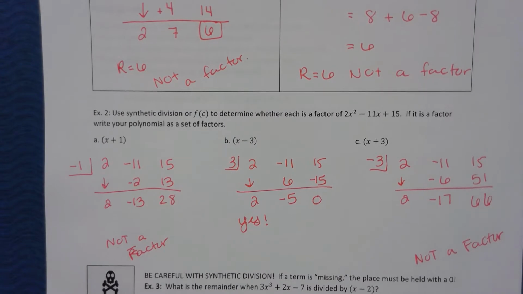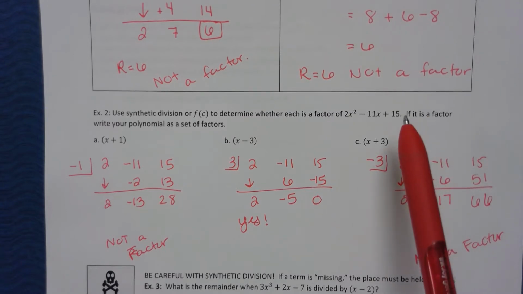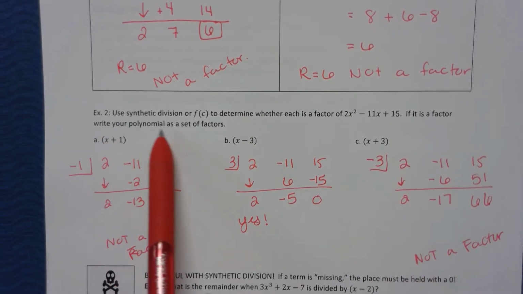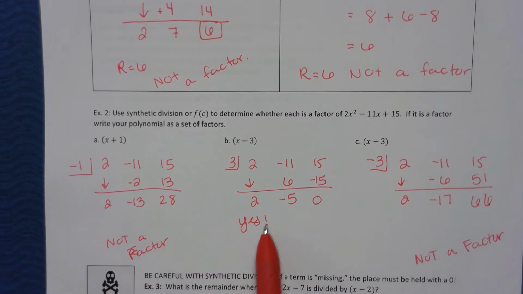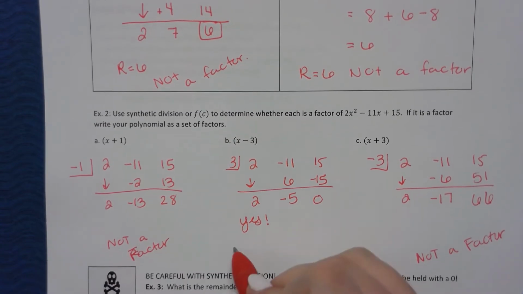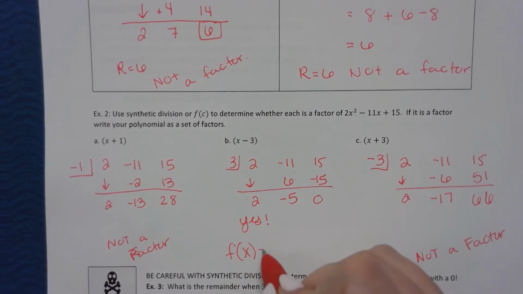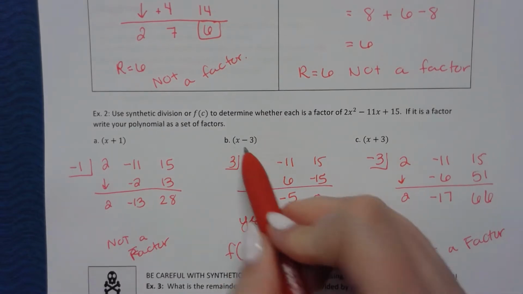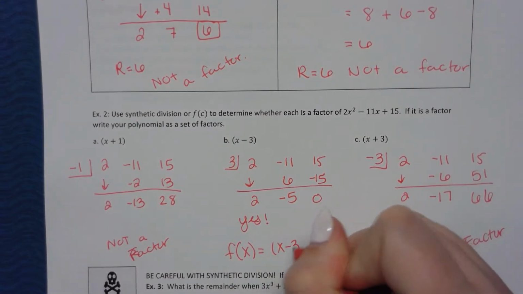So at this point you should have done all 3 of the problems. So here is my work. For negative 1, it's not a factor. 3 is a factor. Negative 3 is not a factor. Now, if we reread the directions, it does say if it is a factor, write your polynomial as a set of factors. So because in part B we said yes, to write our function as a set of factors, x minus 3 is a factor.